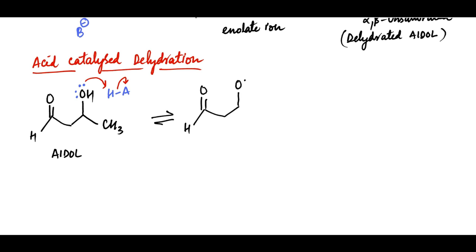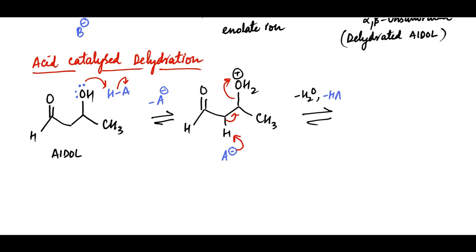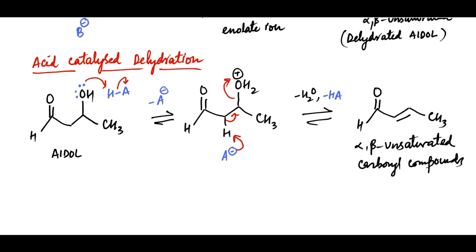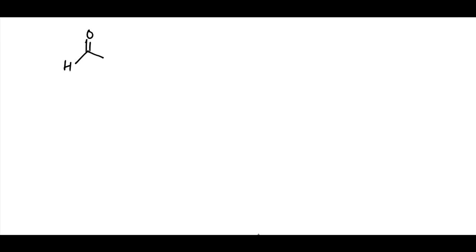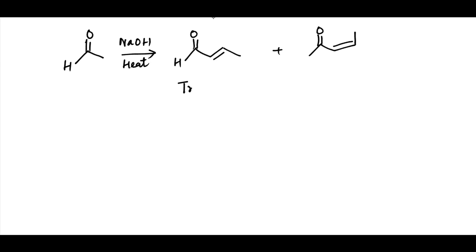In the second step, the conjugate base of the acid catalyst abstracts the alpha proton so as to produce unsaturation between alpha and beta position. This helps in the expulsion of water from the beta position and regenerates the acid catalyst. In cases where two stereoisomeric pi bonds can be formed, the product with the least steric hindrance is generally the major product. In this example, formation of the trans pi bond is favored over formation of the cis pi bond.